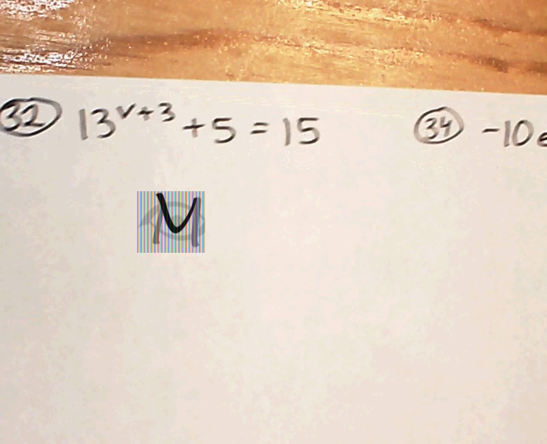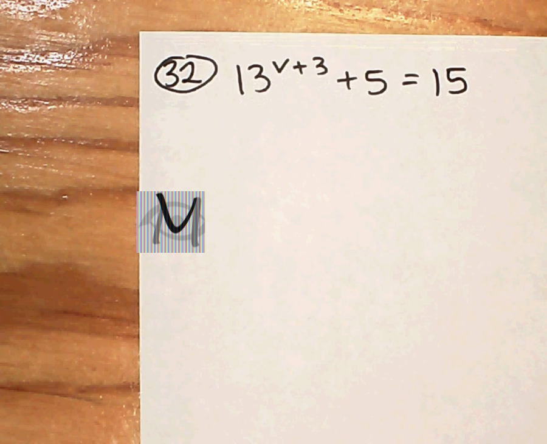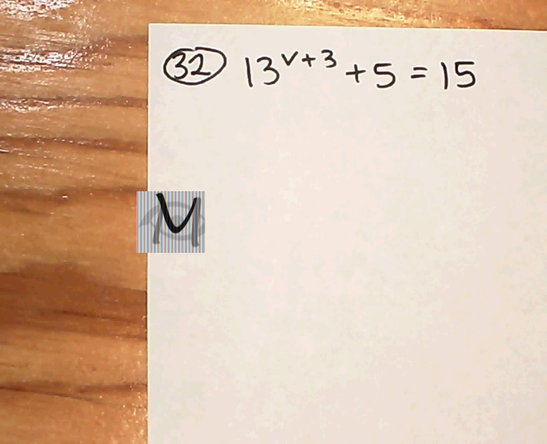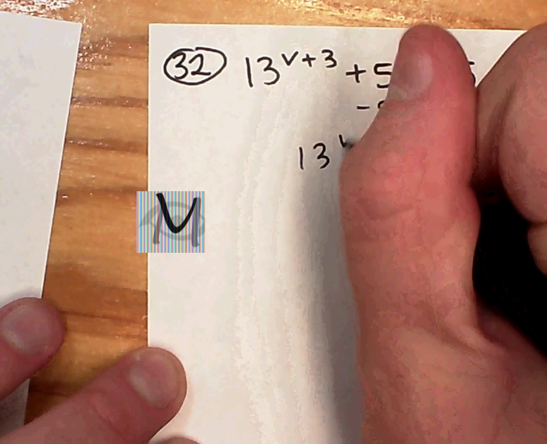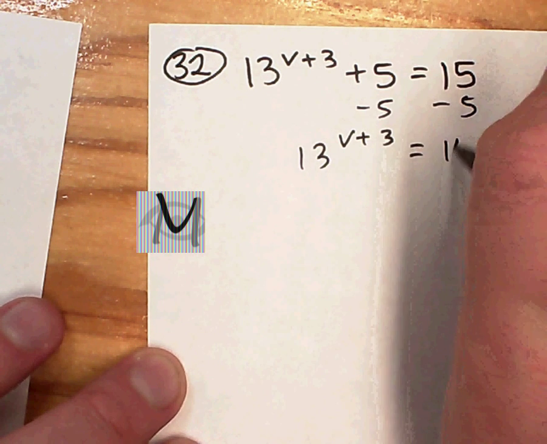Continuing. Number 32. All right, if you notice here, you need to have base numbers by themselves on either side. You can't have multiple base numbers. So we need to get rid of this 5 first. So subtract 5 from both sides. So 13 to the v plus 3 is equal to 10.